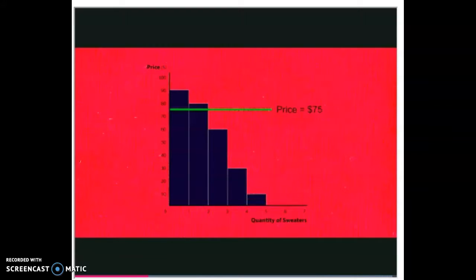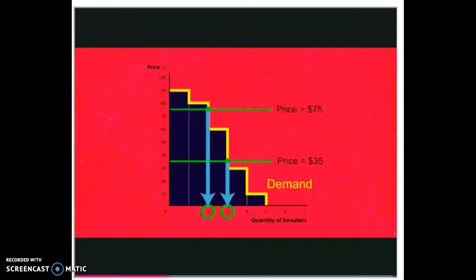If the price were $75, how many sweaters would you buy? 2, because the rest are worth less to you than the price. If instead the price of sweaters were $35, you'd buy 3. So this curve along the top of these bars indicates the quantity of sweaters you'd buy at each price. That is, this is your demand curve. We go down from the intersection of the demand curve and the price line to the quantity axis to learn the quantity demanded at a particular price.